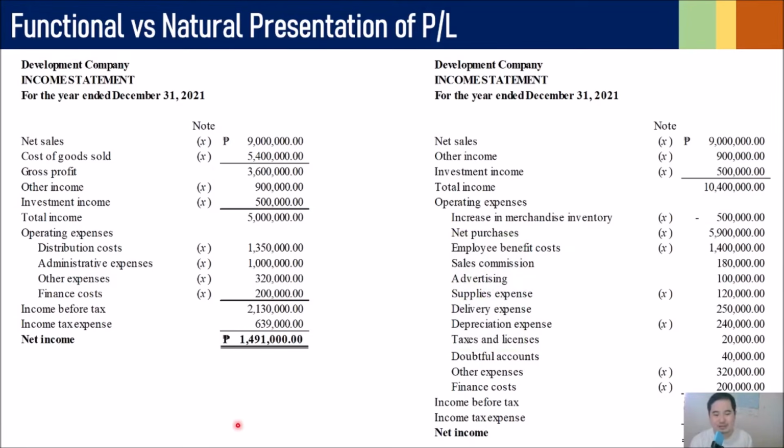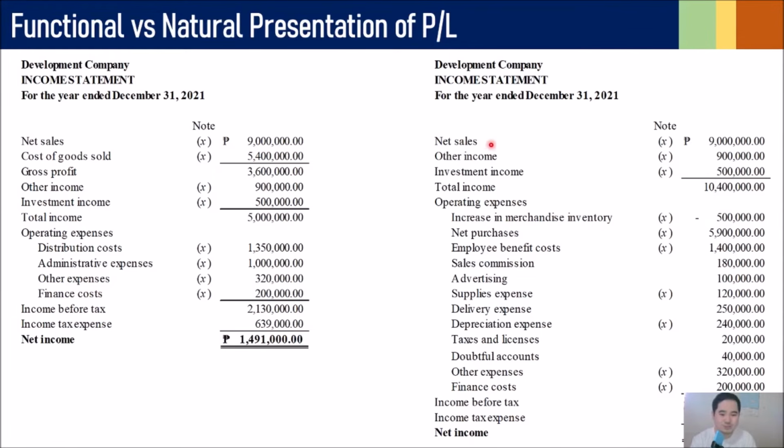Dito naman po sa ating nature of expense method, ang nangyayari naman po dito mga kapatid is you present your expenses naman po based on nature. So nature po yung titignan natin sa kanya. Okay? So dahil nature po, talagang ano po ba siya talaga? Ano po ba yung nature ng expense na yon?